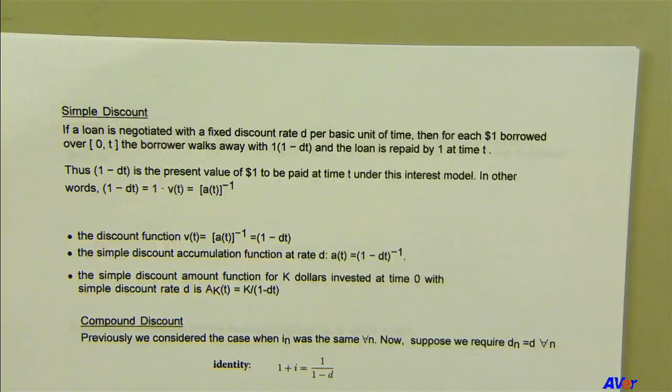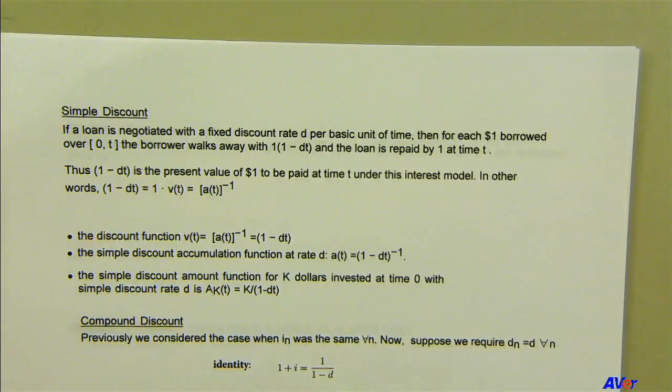So it says, if a loan is negotiated with a fixed discount rate d per basic unit of time, then for each $1 borrowed over [0, t], the borrower walks away with 1 times (1 minus dt), and the loan is repaid by 1 at time t.